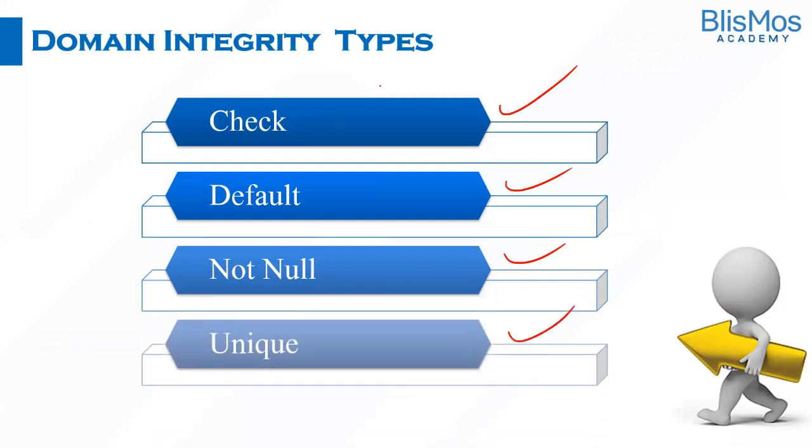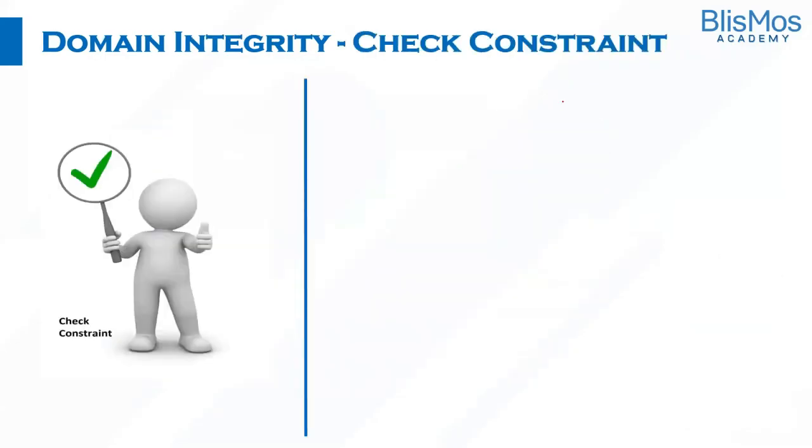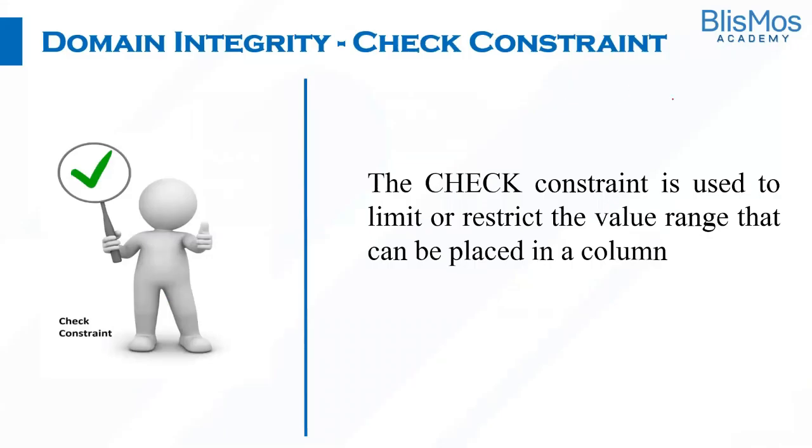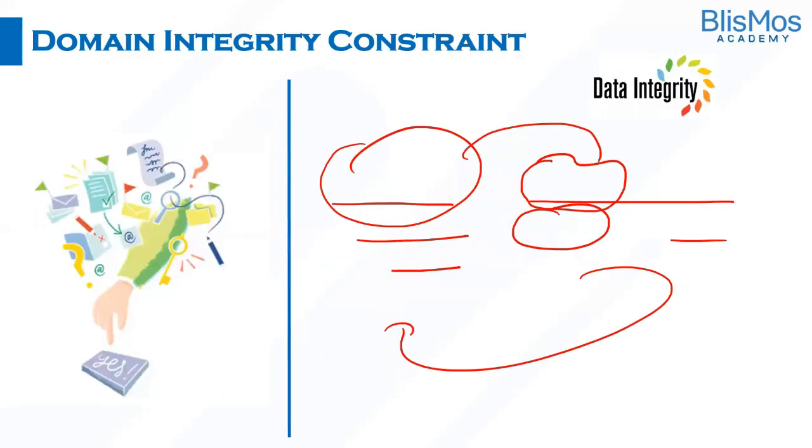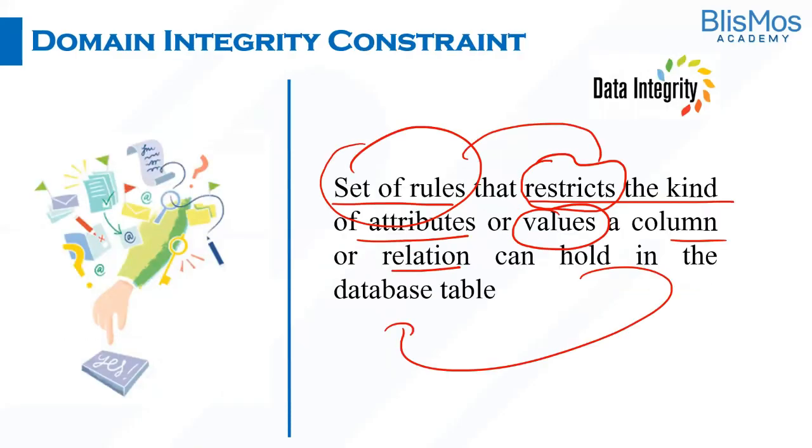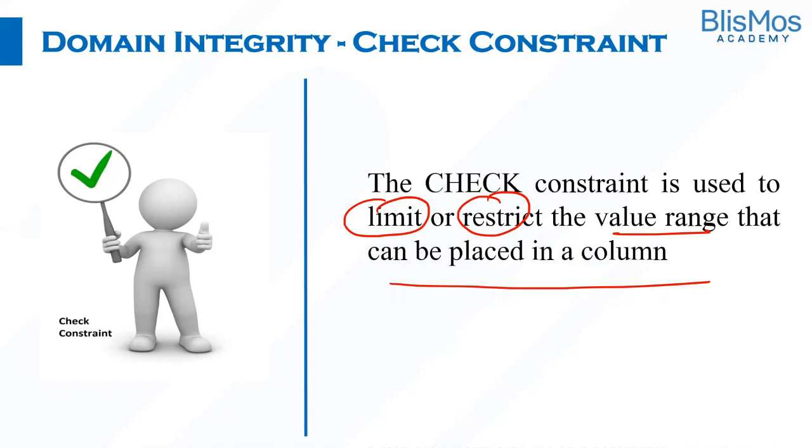Let us look at the check constraint as a part of this lecture. What exactly is a check constraint? In a check constraint, we limit or restrict the value range that can be placed within a column. At a high level, domain integrity is a set of rules that restricts the kind of attributes or values a column or relation can hold. Now within the check constraint, we are limiting or restricting the value range.